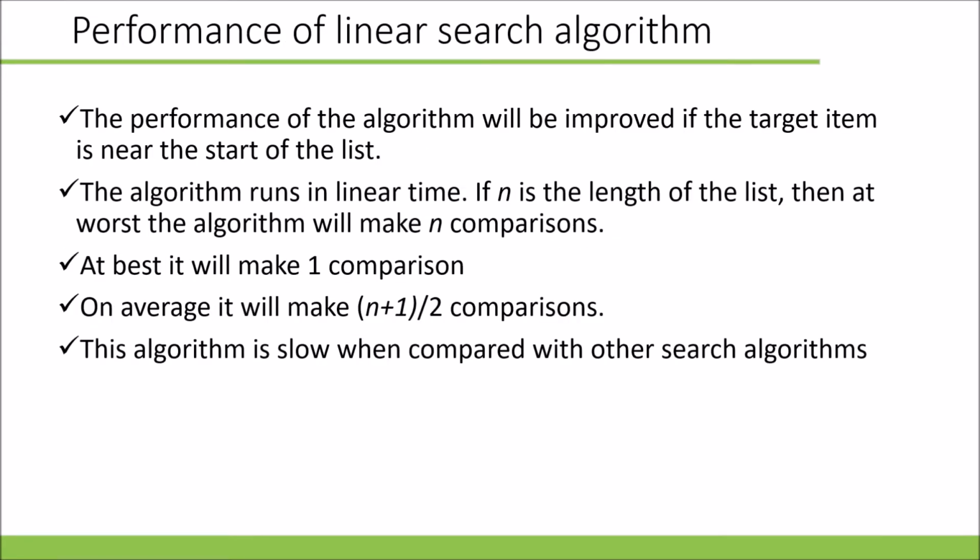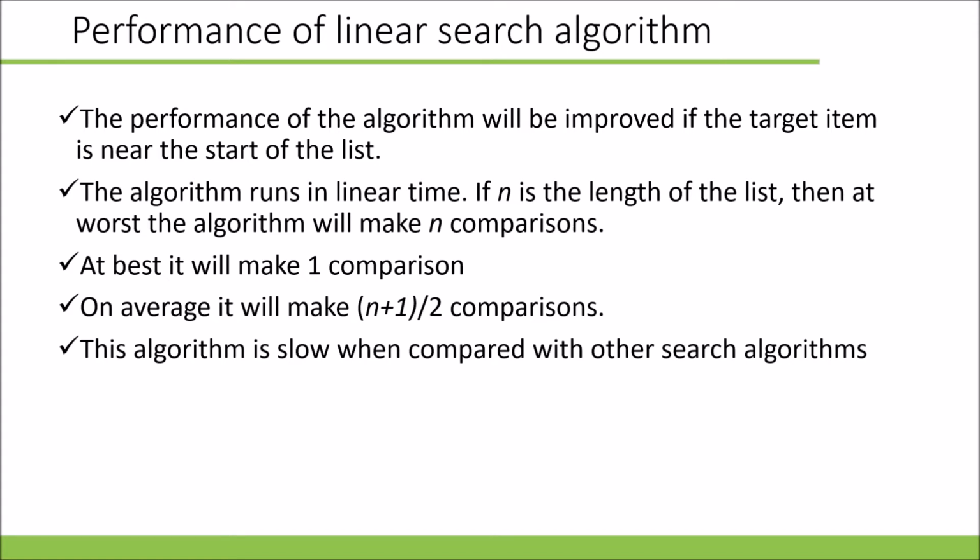The algorithm will run much faster if our target item is nearer the start of the list than at the end of the list. So the algorithm itself runs in linear time, and this is determined by the length of the list. Therefore, if our list is longer, our program will take longer to run on average than if it's shorter.